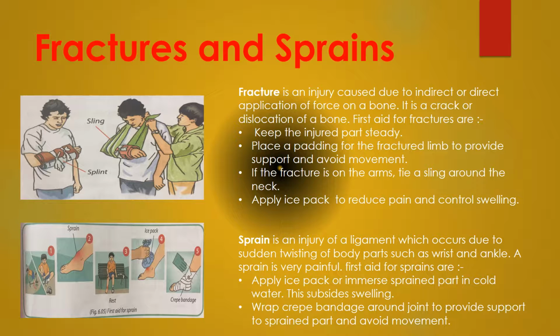Sprain is an injury of a ligament which occurs due to sudden twisting of body parts such as wrist and ankle. A sprain is very painful. First aid for sprains are apply ice pack or immerse sprained part in cold water. This subsides swelling. Wrap crepe bandage around joint to provide support to sprained part and avoid movement.